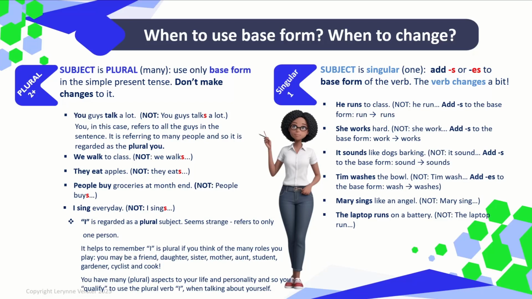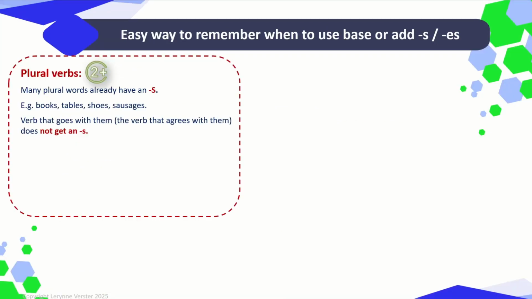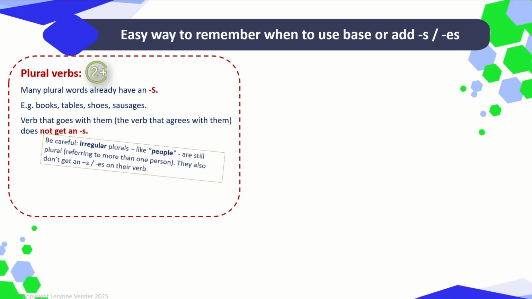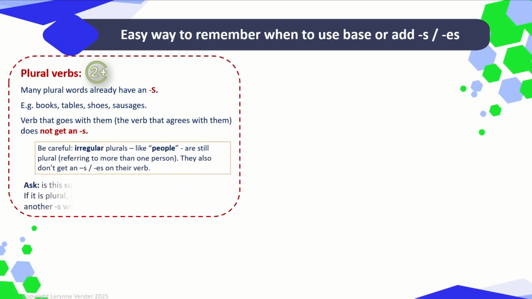Not, the laptop run. What is an easy way to remember when to use only the base verb and when to use s or es? For many plural verbs, you can think of it like this. Many plural words already have an s. For example, books, tables, shoes, sausages. So, the verb that goes with them, the verb that agrees with them, does not get an s. Be careful, though, of irregular plurals, like people. These words are still plural, referring to more than one person, and so also don't get an s on their verb.